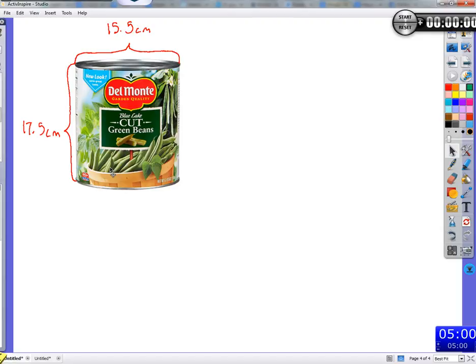Now, we want to keep it a cylinder. The question is, what's a more efficient shape? A cube, a rectangular prism, or whatever, or is a cylinder better?